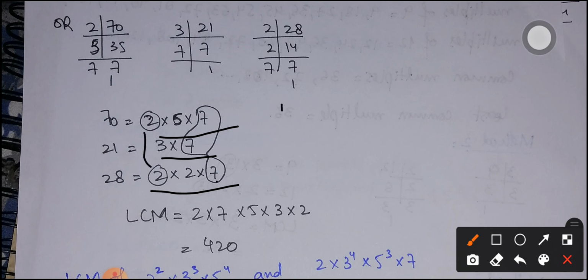This is the basic difference, or the most important thing when we discuss the LCM: if a number is common in two terms, then we will consider it to be a common number. We will not write it two times, we will write it down only once.